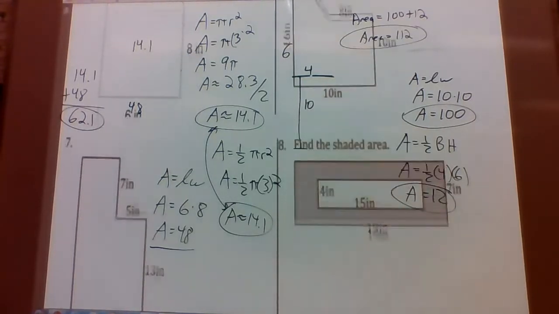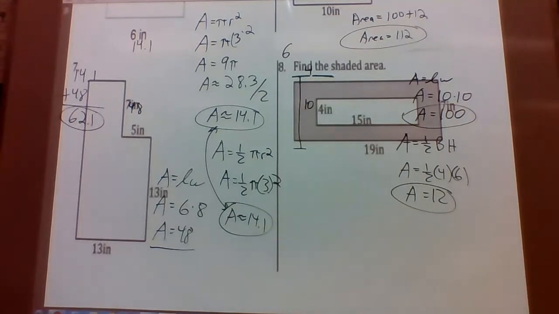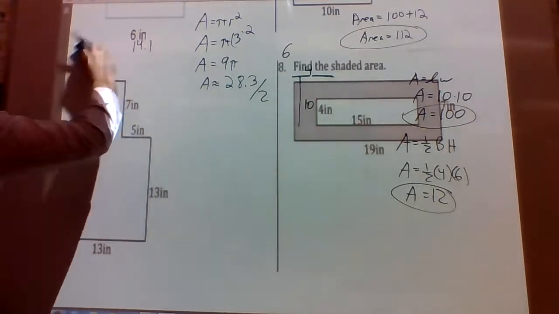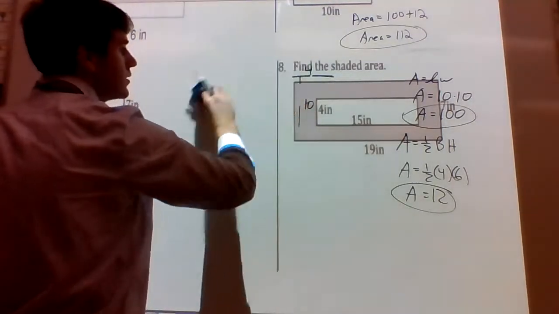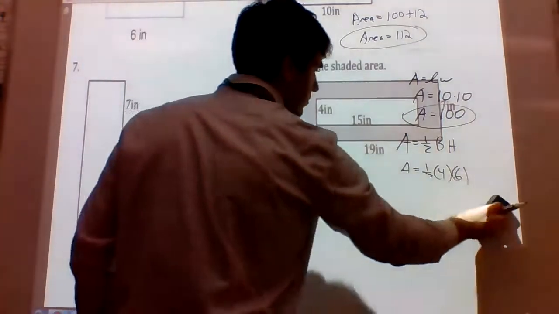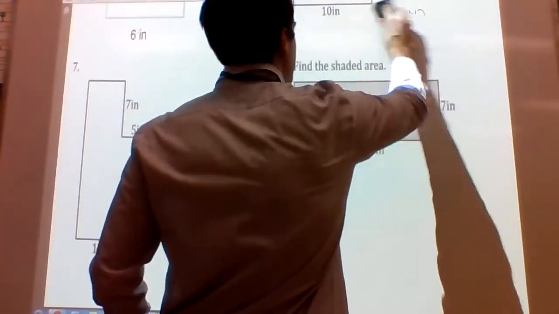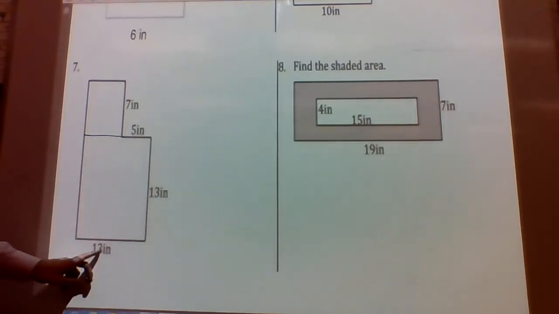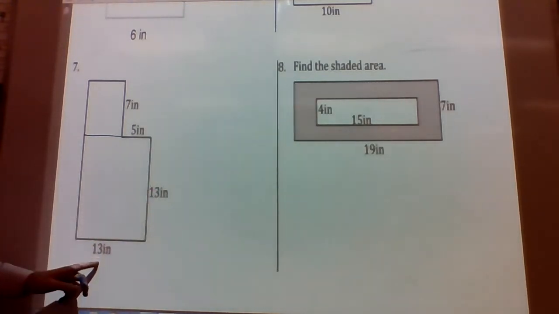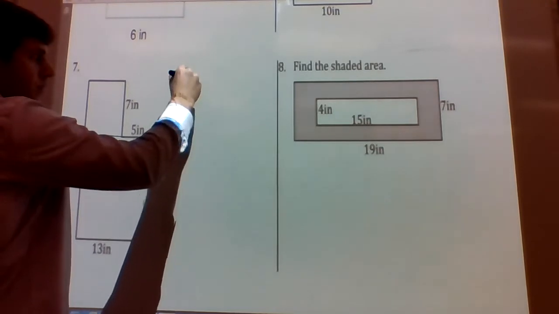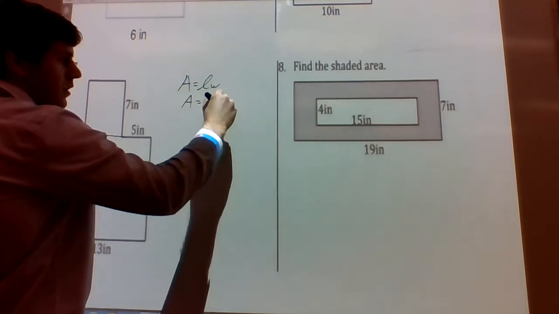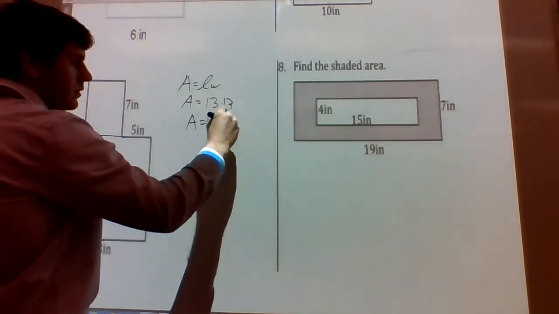Number 7. Here's another one where we can split it into 2 rectangles. This rectangle is a square, so it's 13 by 13. So the area of the big one is length times width. So area is going to equal 13 by 13, which is 169.